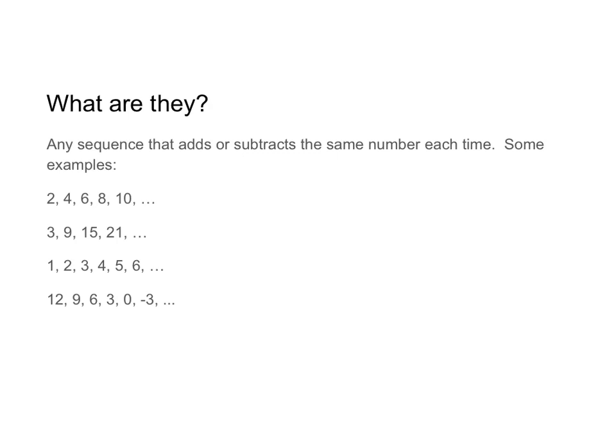Basically an arithmetic sequence, as you can see right here, adds or subtracts the same number each time. A few examples of that are down below there. The first one, 2, 4, 6, 8, 10, that's adding 2 each time, right? The next one, 3, 9, 15, 21, that's adding 6 each time.